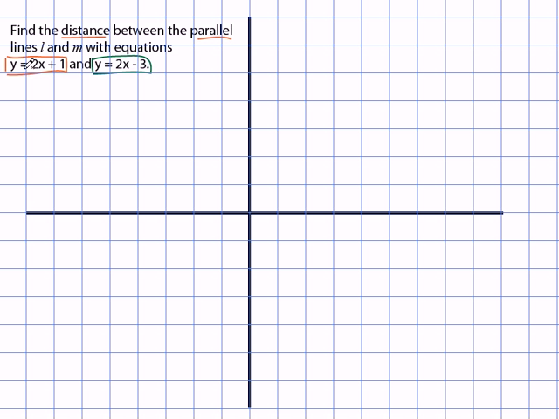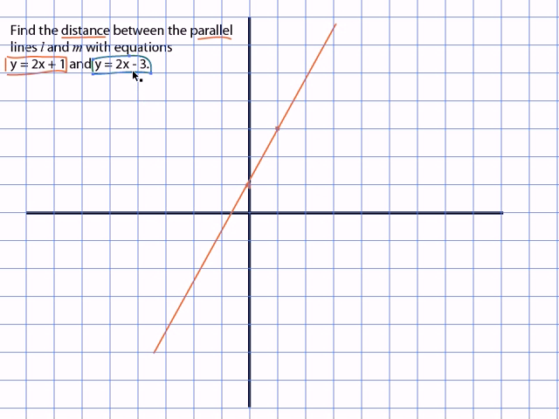So let's graph it. This first one, y equals 2x plus 1. That means there's a y-intercept at 1. And then the slope is 2. So rise 2, run 1. And let's connect those two. And we'll extend it out a bit like that. And then we'll extend this one like that. All right, just to give it some length.